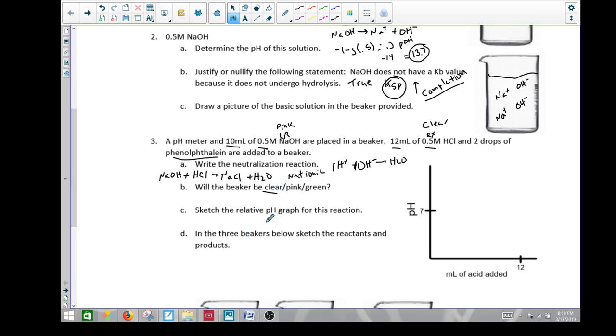Sketch the relative pH graph for this curve. All right, there's 12 milliliters, but at 10, something relatively interesting happens.